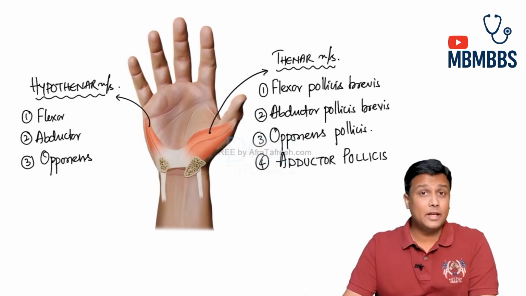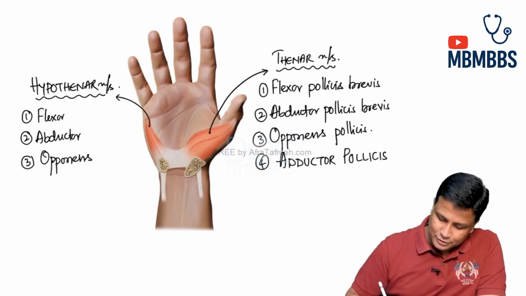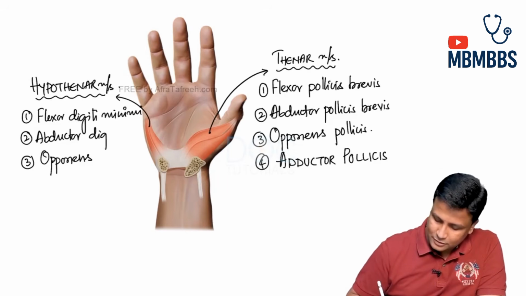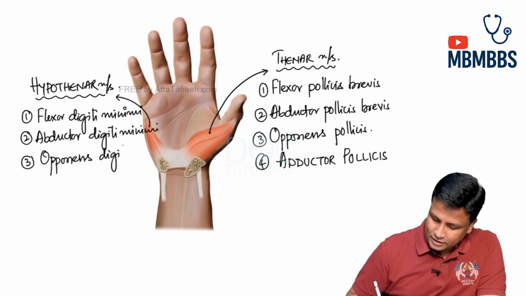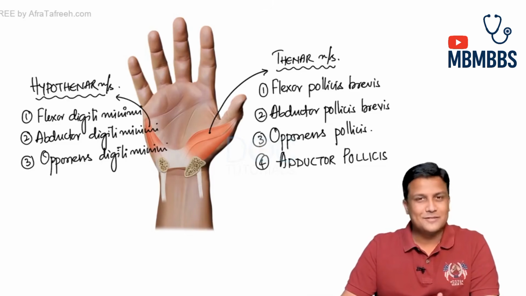And what I said in the beginning of this topic, what should you add in the name there? Digiti minimi. So therefore, this becomes your flexor digiti minimi. And then this becomes your abductor digiti minimi. And then opponens digiti minimi. Opponens digiti minimi, guys. So thenar muscles and hypothenar muscles made easy.